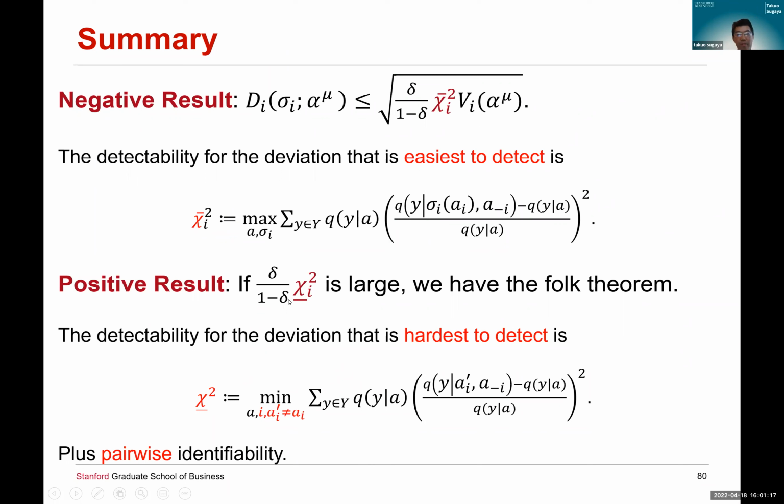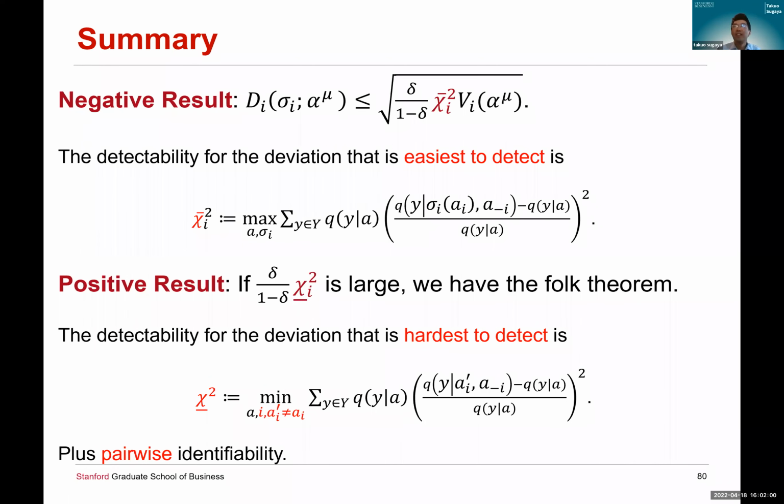But for the positive result, of course, we cannot just detect the easiest one. We need to detect everything. So we look at the hardest deviation to detect, where there are two different actions but the chi-square distance is minimized, and other players take some action that could be very bad for detecting the deviation. Nonetheless, this is the lowest detectability of deviation, so this is the hardest case to detect a deviation. And even if we use that, if chi-squared is sufficiently large compared to one minus delta, we have a folk theorem. We also need to add pairwise identifiability for the positive case.